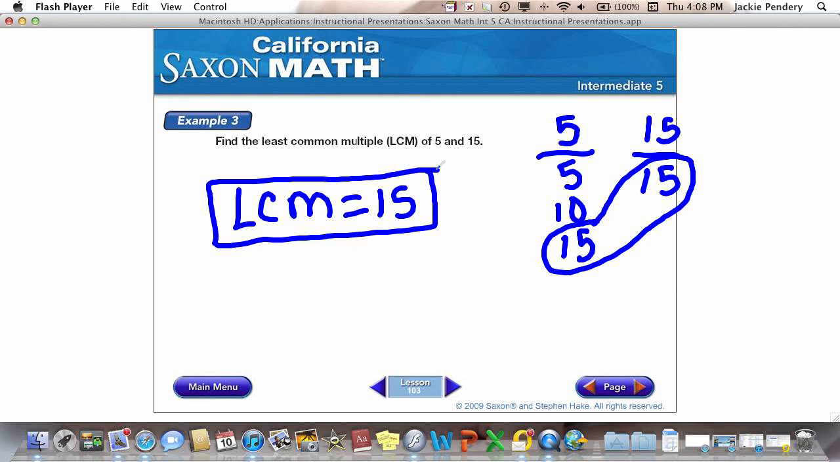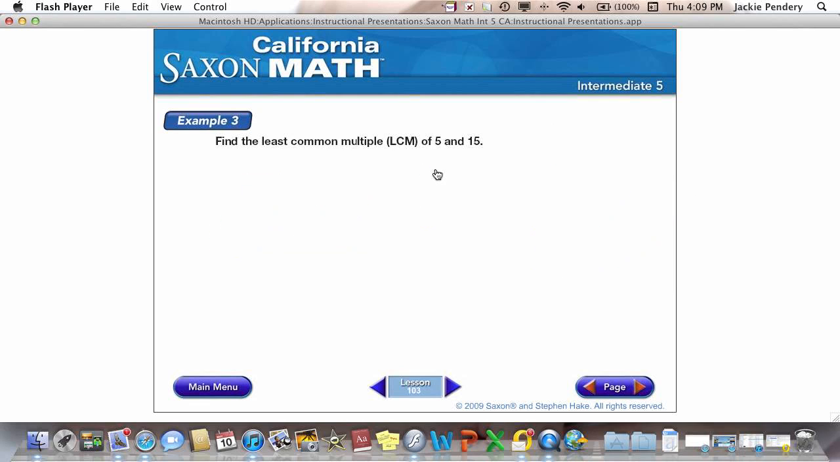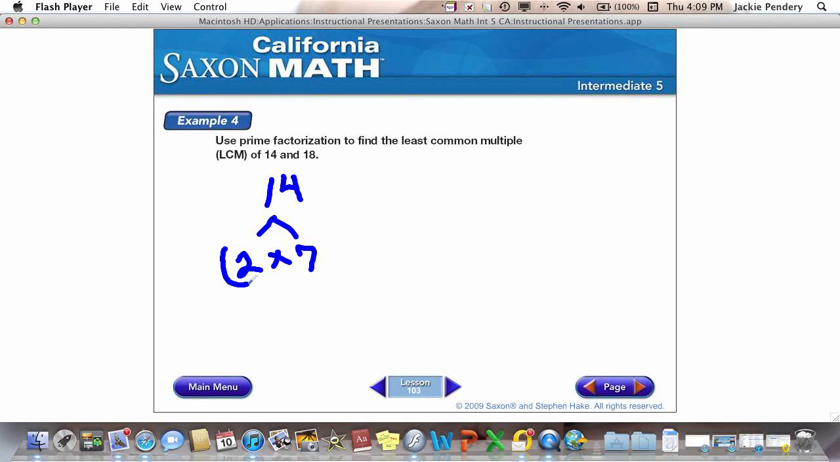So the least common multiple does equal 15. All right, example 4. We're going to change gears a little bit here. This time we want to use prime factorization to find the least common multiple of 14 and 18. So we're going to make our factors. We've got two ways. First is our factor tree. Remember those? Okay, what multiplies to find 14? And we have 2 times 7. When we get to a prime number, we circle. So the prime factorization of 14 is 2 times 7.